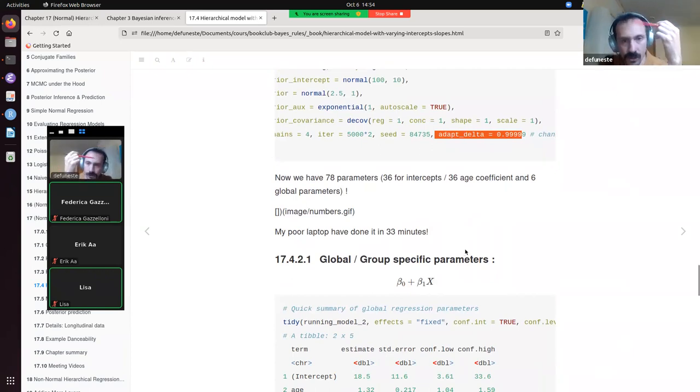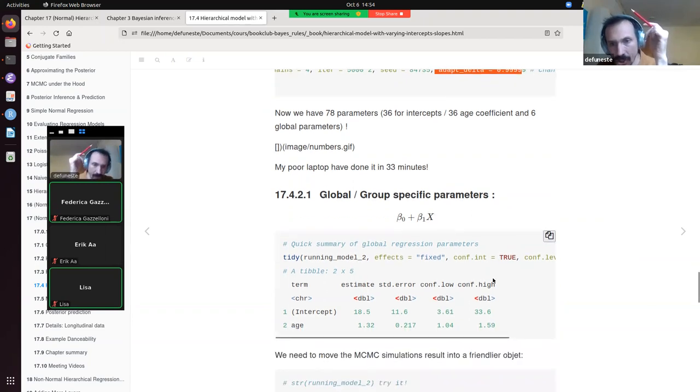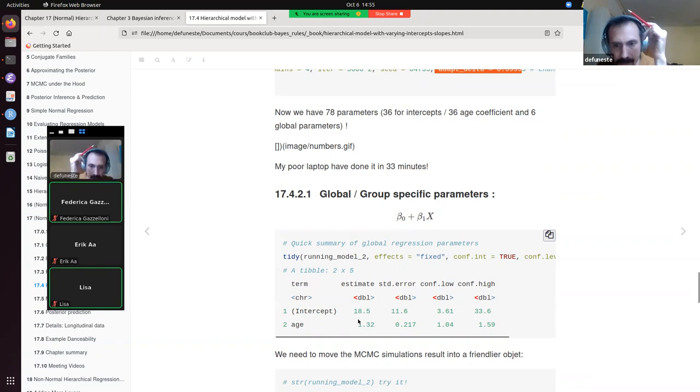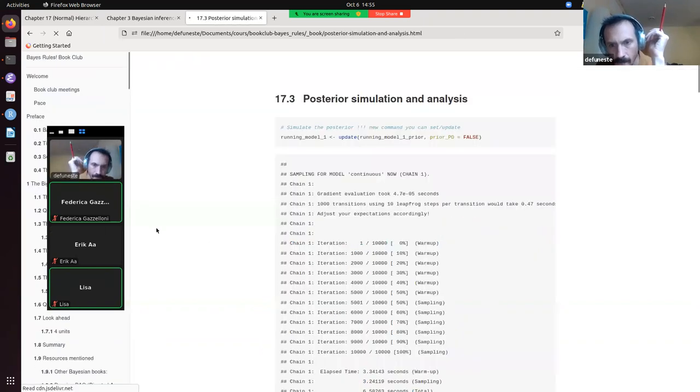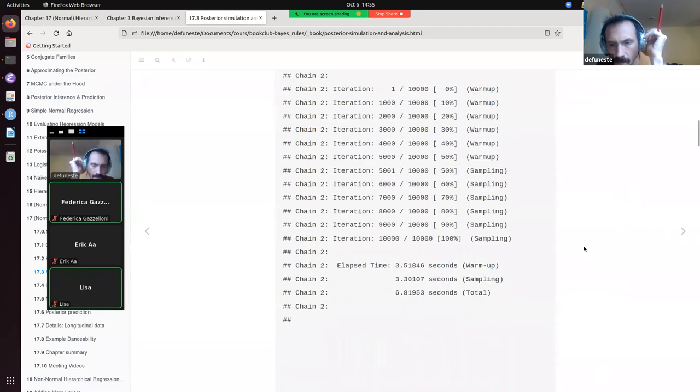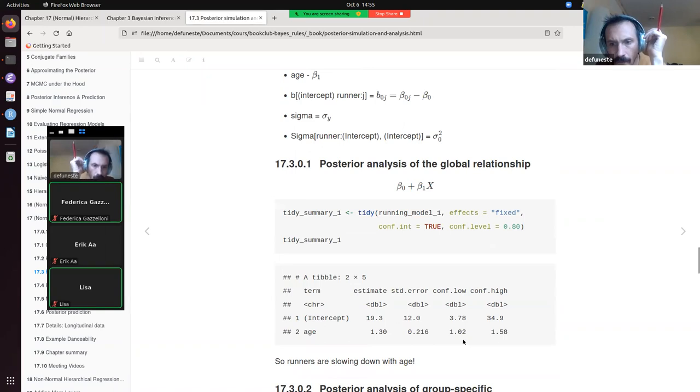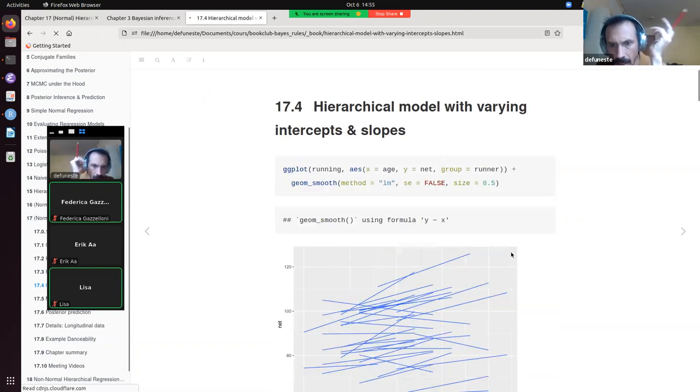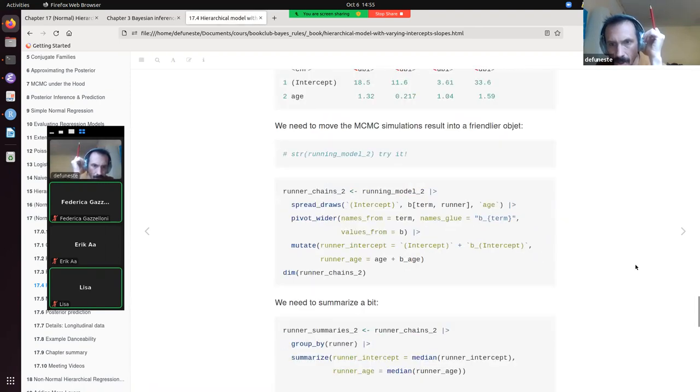First we are going to check the global and group-specific parameters. Then we are going to look at the within and between groups. If we check beta 0 and beta 1, we get the intercept as, let's say, 18.5 with a standard deviation of 11 something. And the effect of edge is 1.32, going from 1 point something to 1.5, which I think is similar to what we had before. Maybe a bit smaller, but this is very close, on the general model, on every metric.